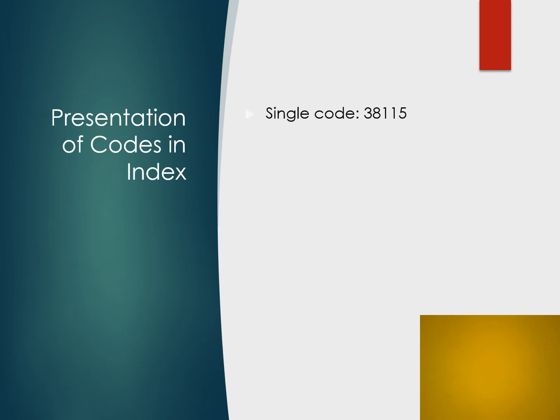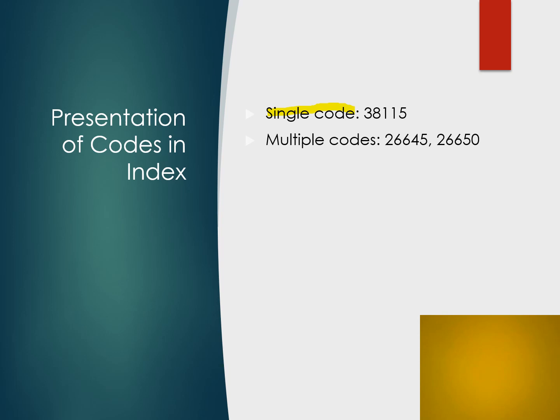So the presentation of the codes in the index, a single code is going to say, for example, repair of the wrist, say it would be 38115. That's the only code listed. So you would go now into the main section of the CPT, which is in numerical order, and look for the 38115 and read the code description, and then apply your code. So that's for a single code.